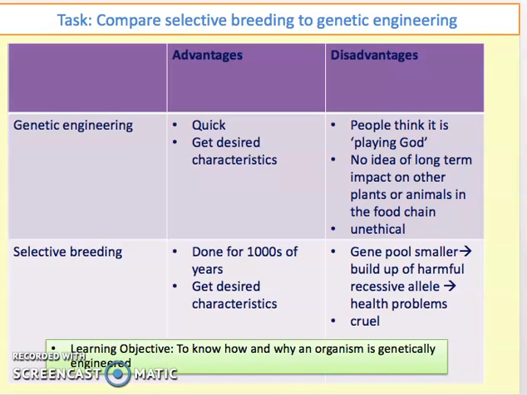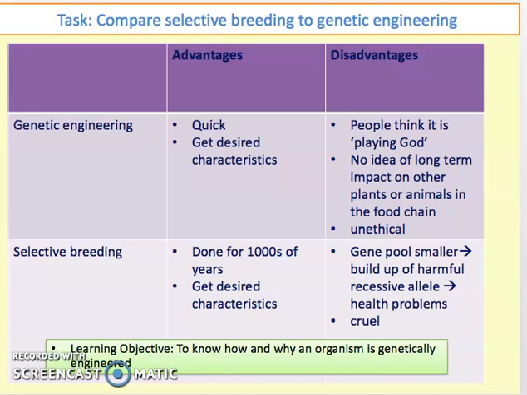Okay. Now, on the flip side, we've got selective breeding. People say we've done this for thousands of years, so why should we stop now? But again, we can get the desired characteristics, so definitely advantages. For selective breeding, because it is inbreeding, so you are getting animals from the same family breeding, the gene pool will get smaller, which will mean the harmful recessive alleles will build up, which can lead to health problems. And people do say that this, of course, is cruel because the animals do end up with health problems.